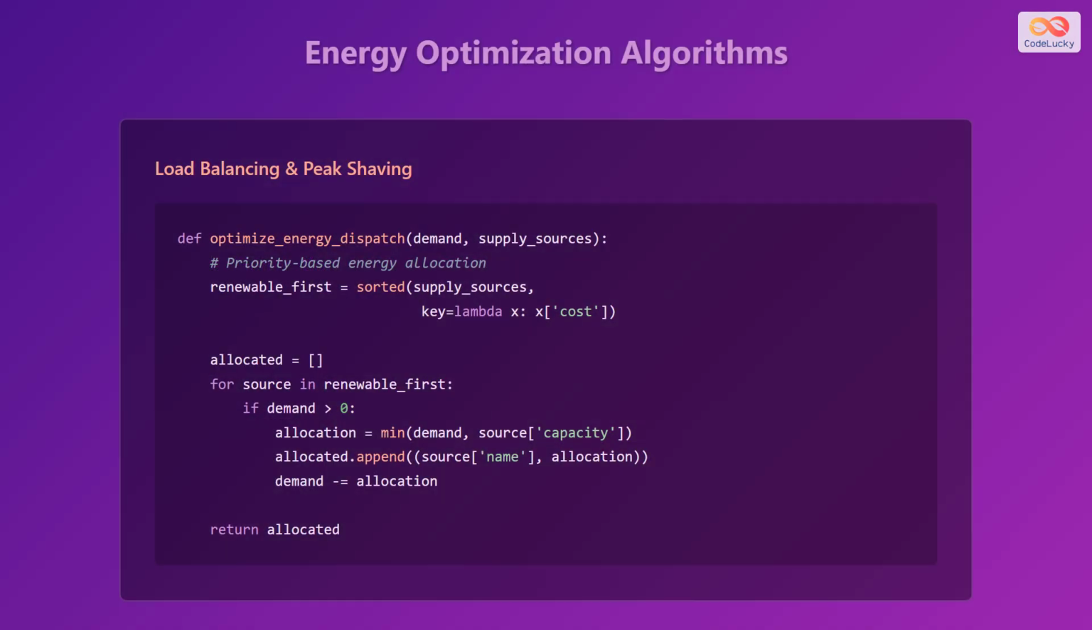Efficient energy dispatch is crucial for optimizing resource use. The function optimize_energy_dispatch takes demand and supply sources as input. It sorts the supply sources based on cost, prioritizing renewable sources. It then allocates energy from the lowest cost sources first, up to their capacity or until the demand is met. The allocated sources and their amounts are then returned.